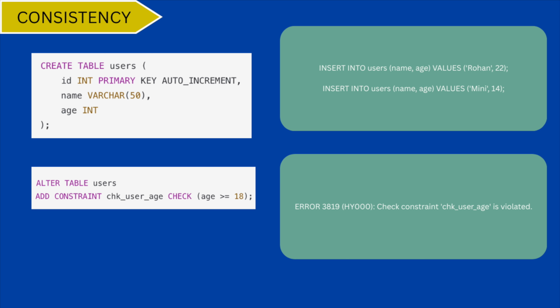Let's say a second example: a user must be 18 plus to register. We can enforce consistency here using a constraint. Here let's create table users with id, name and age, and add a constraint, check user age, that the user age should be greater than 18. If we write our insert query, an insert with age 22 will be inserted, but with age 14, it will not be inserted. It will give us an error that the check constraint, check user age, is violated.